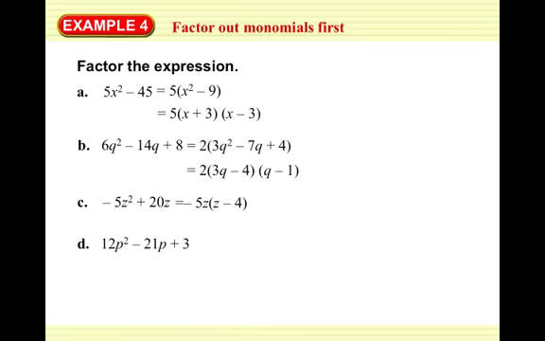12p squared minus 21p plus 3. Let's bring out a 3, and we've got 4p squared minus 7p plus 1. And you can try the AC method all day long, and this trinomial is prime, so the factored form is 3 times the quantity 4p squared minus 7p plus 1.